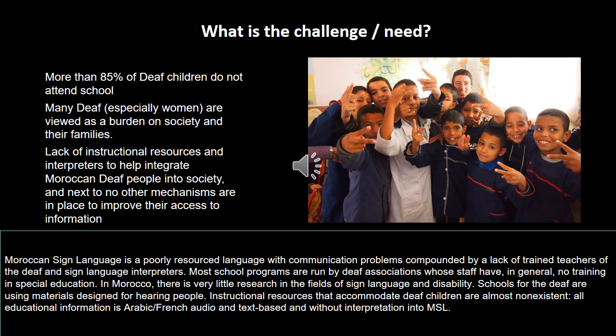and disability. Schools of the deaf are using materials designed for hearing people, and instructional resources that include or accommodate deaf children are almost non-existent. All education information is in Arabic or French, and it's audio and text-based, without any interpretation into Moroccan Sign Language, MSL.